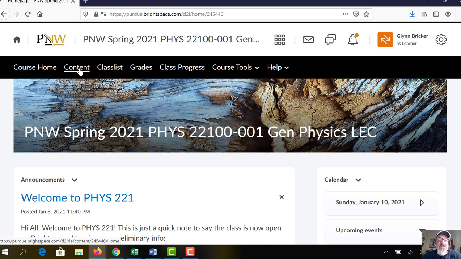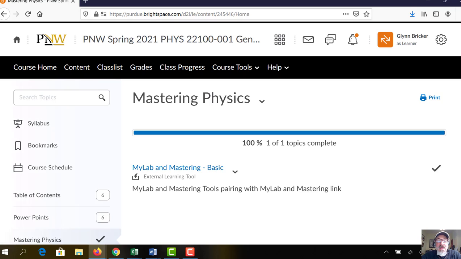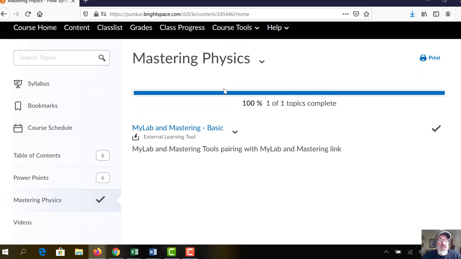So if I hit Content, I have a lot of things listed over here on the left. Here's Syllabus, Bookmarks, those are things that you bookmark, Table of Contents. So in the table of contents, that's where all the material will be for the class. So PowerPoints, Mastering Physics. Mastering Physics is actually where the homework and the e-text is housed. Videos, I don't have any videos there yet, but I will soon. And eventually there'll be a little lab folder here too. So this is where the content from the class is.